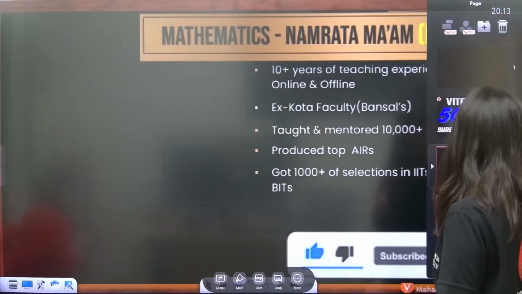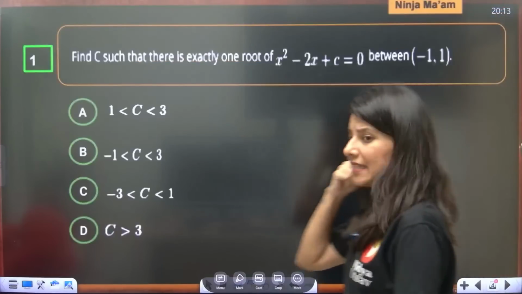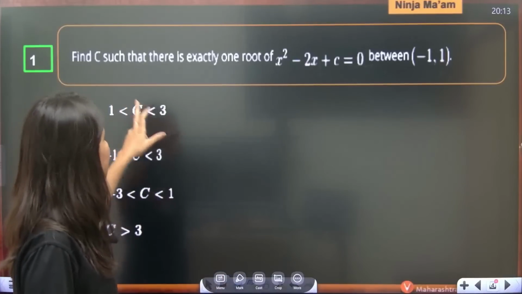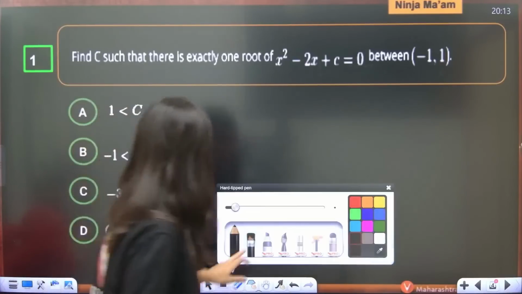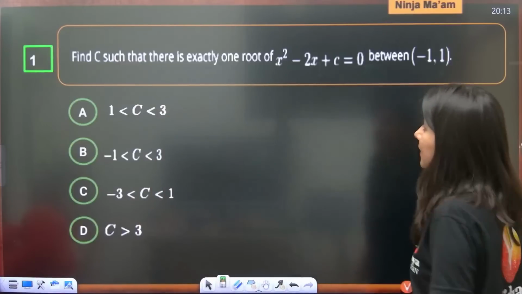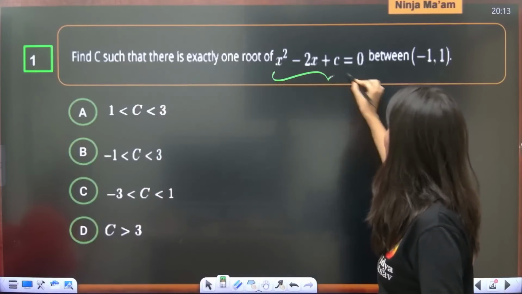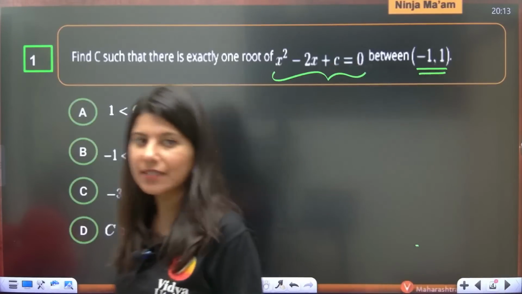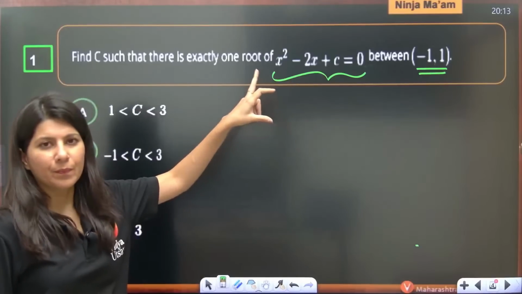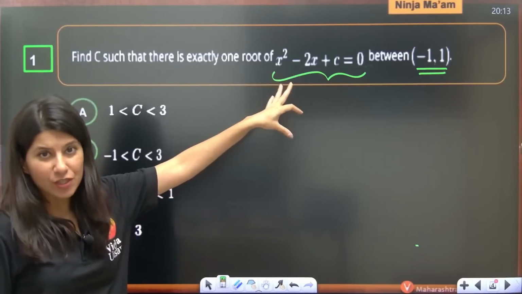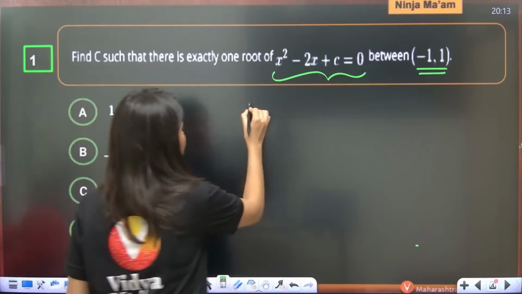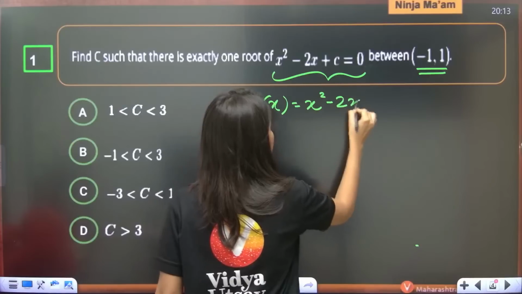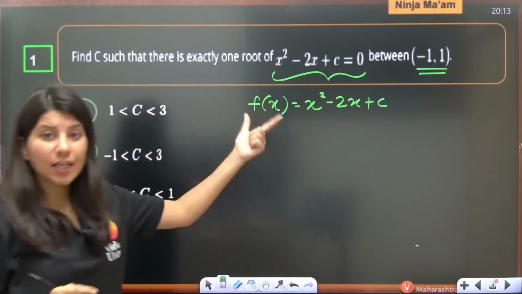Okay, alrighty, yes. Let's have a look at the very first question. The question says: find c such that there is exactly one root of this equation between -1 and 1. So basically what they are trying to say is this is a quadratic equation, right? If I take f(x) = x² - 2x + c, this will be a quadratic polynomial.